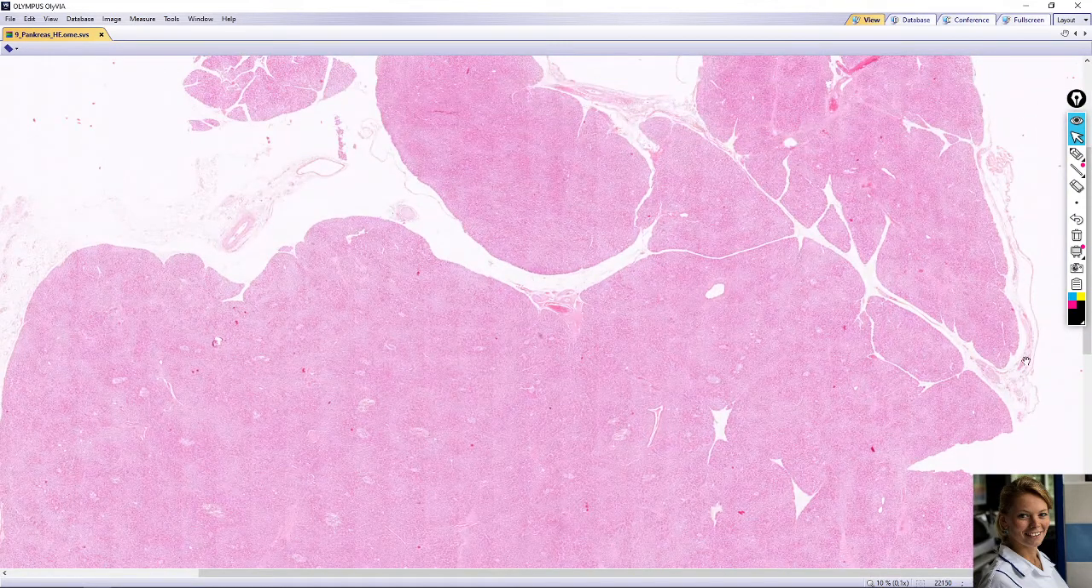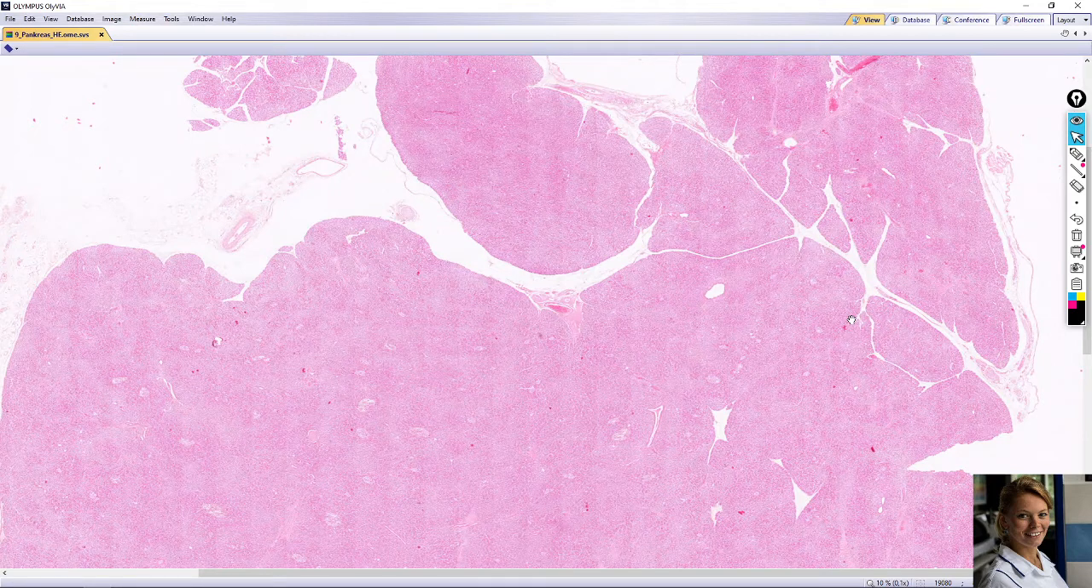It's visible here. And from the connective tissue capsule, the connective tissue septa go through the pancreatic parenchyma and divide the pancreas into the lobules. Some lobules are small, some bigger.